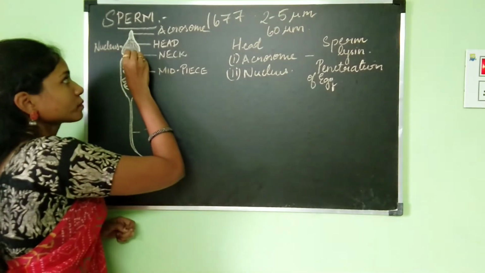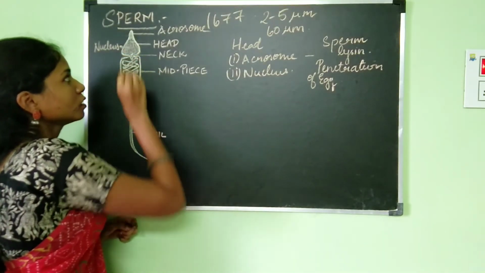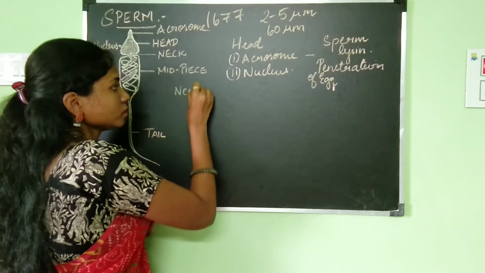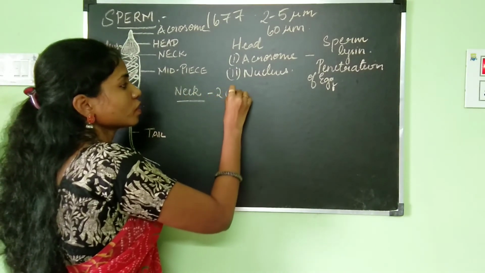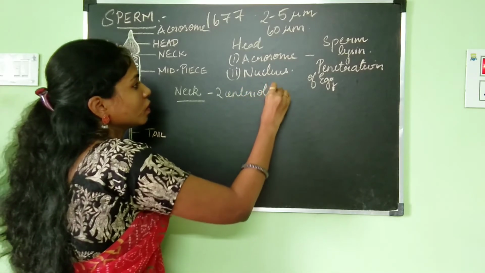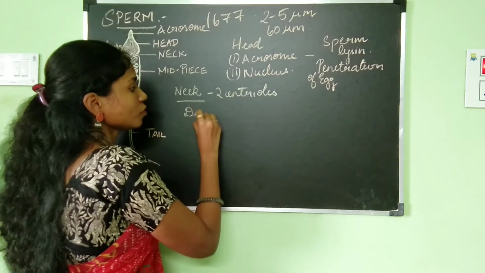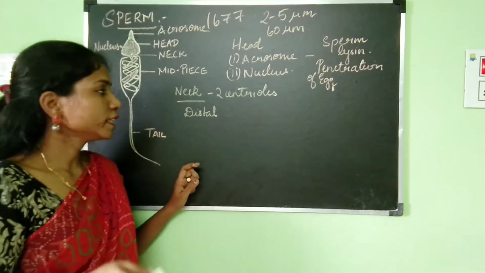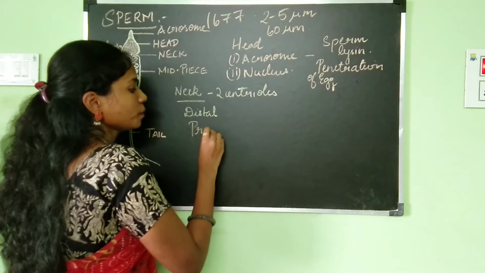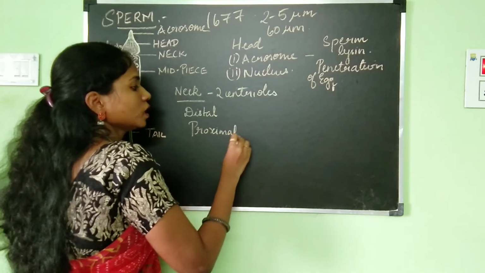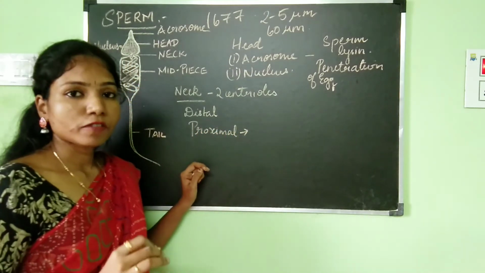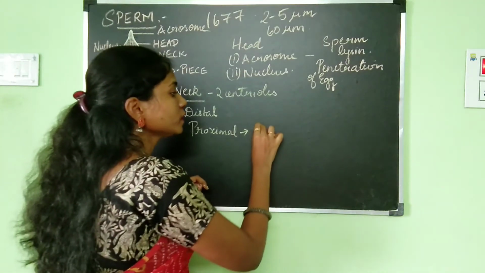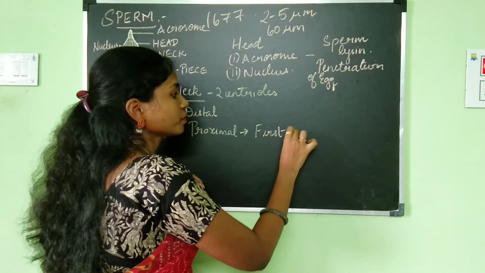Then the neck region. In the neck, two centrioles are going to be there. One is the distal centriole. We have already discussed what is the function of distal centriole. It is only going to be forming the tail. Then the other one is the proximal centriole. So what is the function of proximal centriole? Proximal centriole is needed for the first cleavage in the zygote.